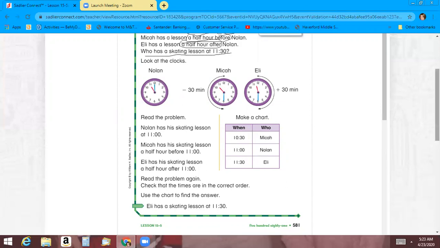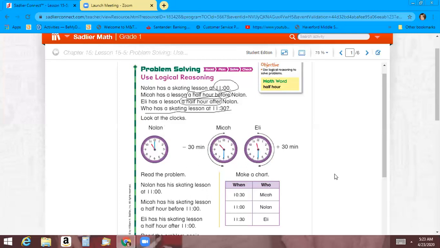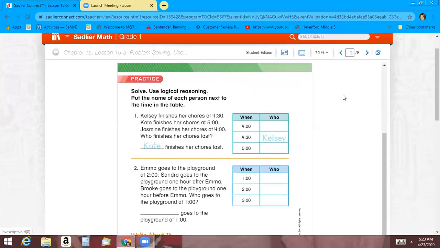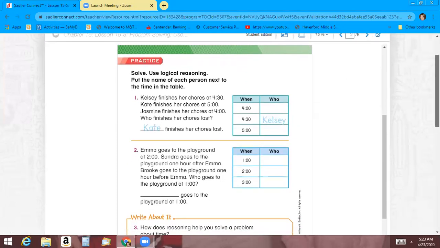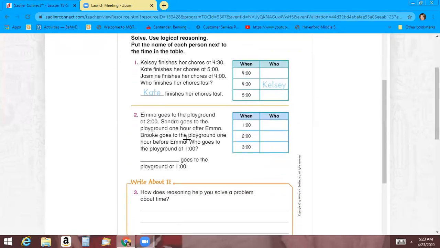So that's what we're going to work on today, using what we know to help us answer these questions on time. So if you would turn to the next page, which is 582, we're going to work on some of these problem solving questions together. So let's look at number 1. And we're going to talk about my friends Kelsey, Kate, and Jasmine.